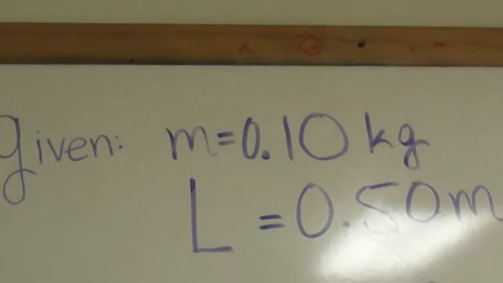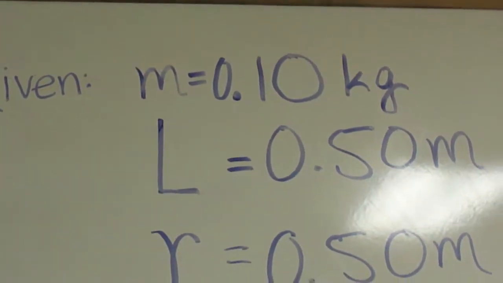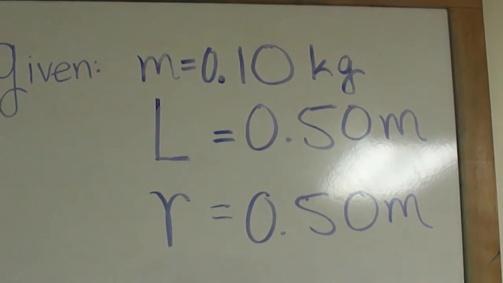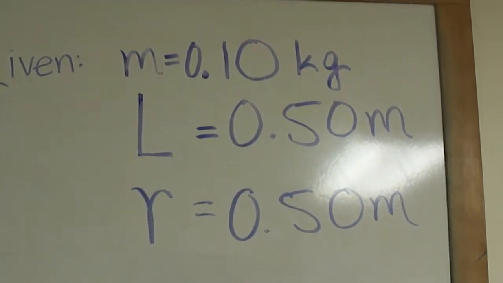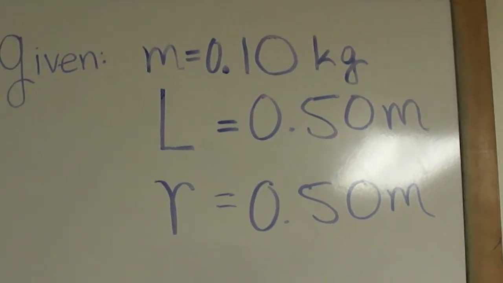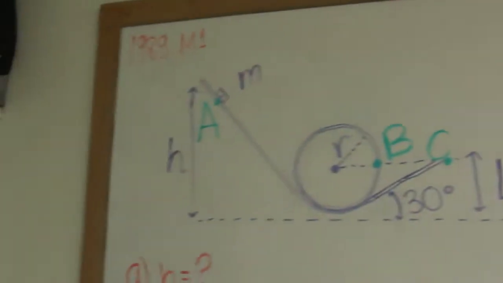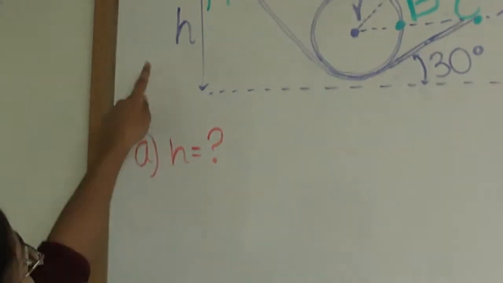So our givens are the mass of the block at 0.10 kilograms, the length at which it flies off the second ramp, 0.50 meters, and the radius of the loop, also 0.50 meters. Part A of this question wants us to determine this height over here.